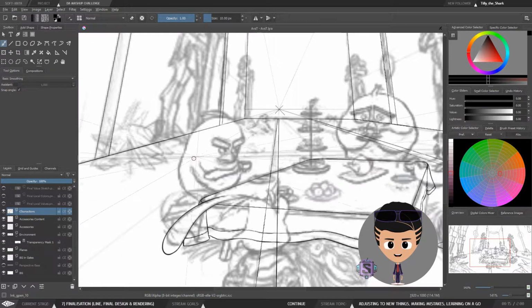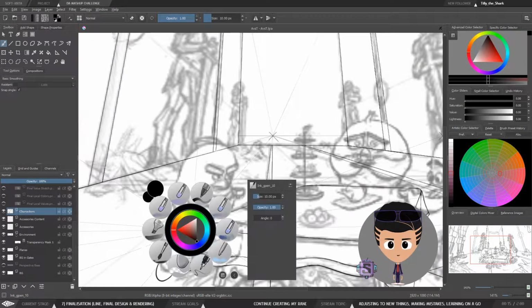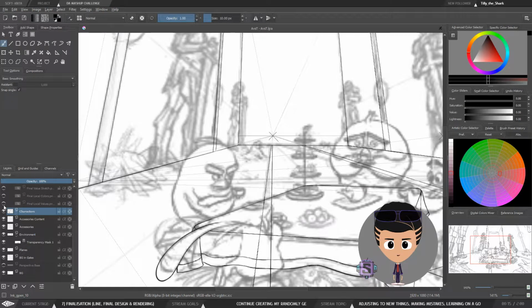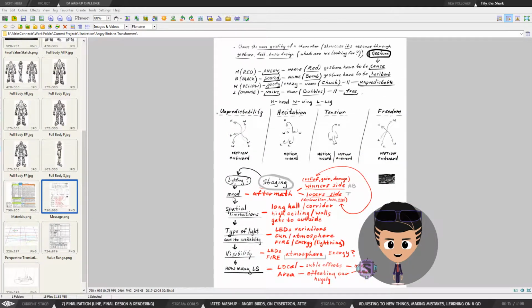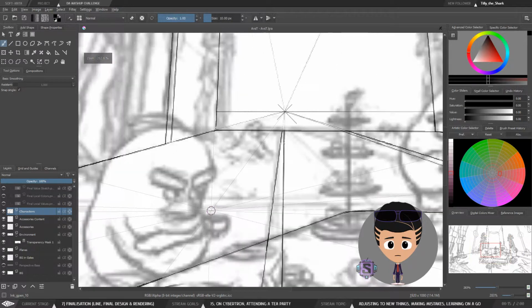So first I think we will start with silhouette, as we started with the silhouette before. So we are going to draw on the character layer. Okay, we need to do this and then this. Good.